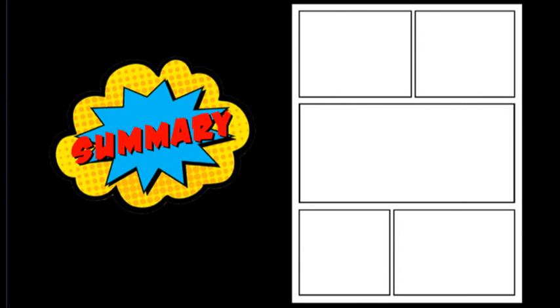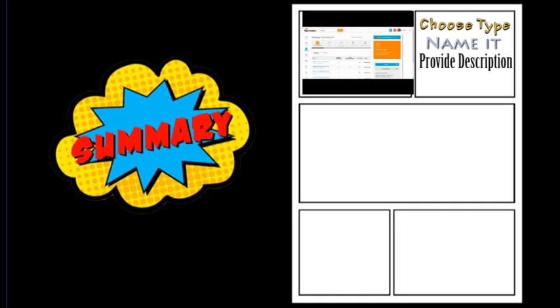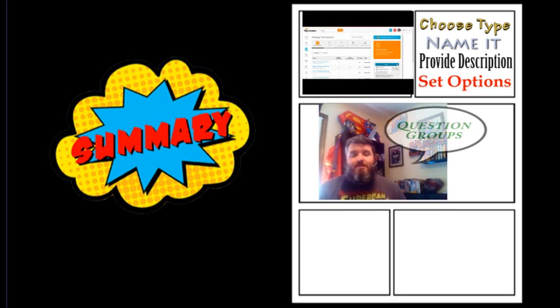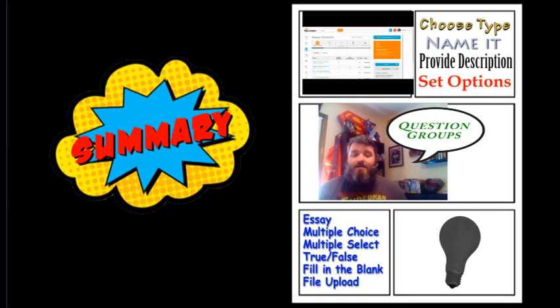So let's take a look at what we've done so far. We know how to start the creation process for schoolwork. We know how to choose the type of schoolwork, name it, give it a description, and select any options that we may have. We know how to set up a question group and insert the different question types, and know that the ones that are to be graded by My Big Campus, we must provide the correct responses. And that's all for now.